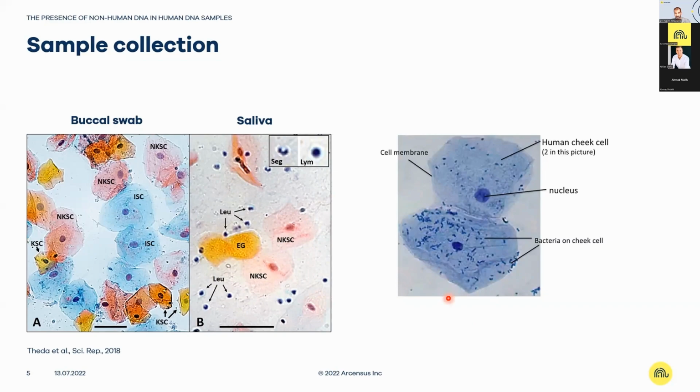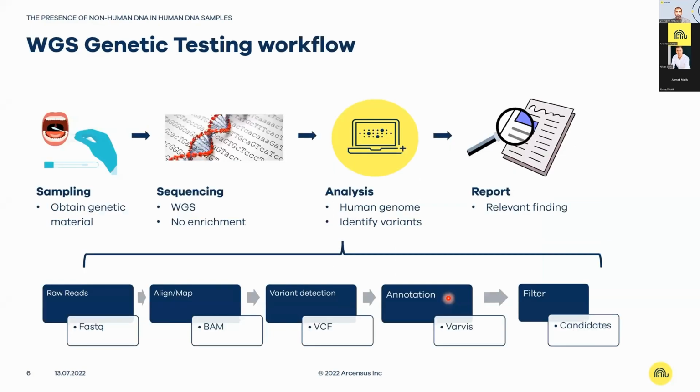And once this is present, because the DNA, once it's isolated from a sample, does not discriminate between a human cell or a bacterial cell, since the DNA more or less has the same format in both types of cells.